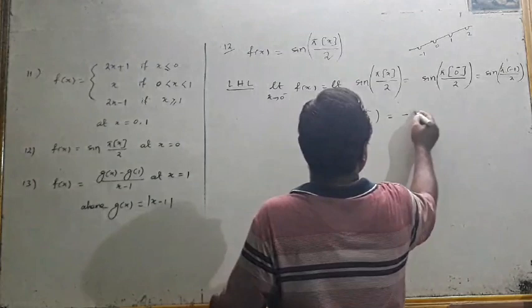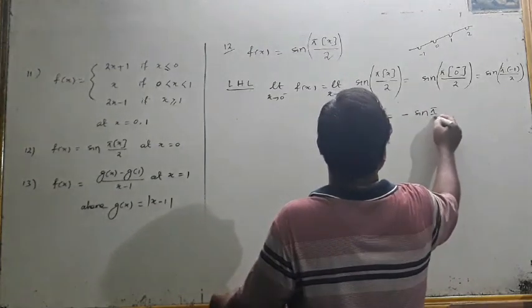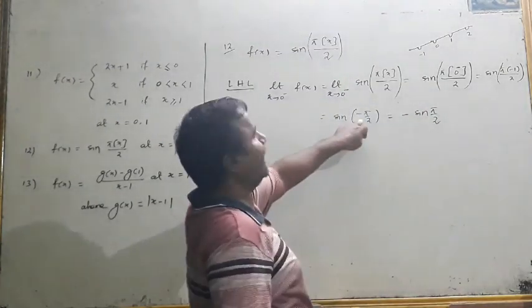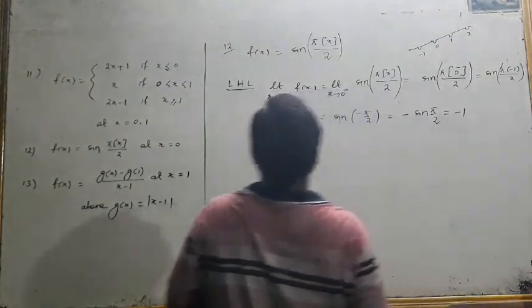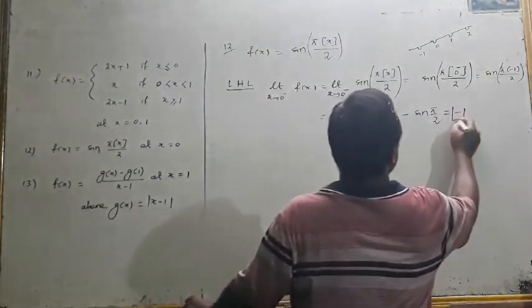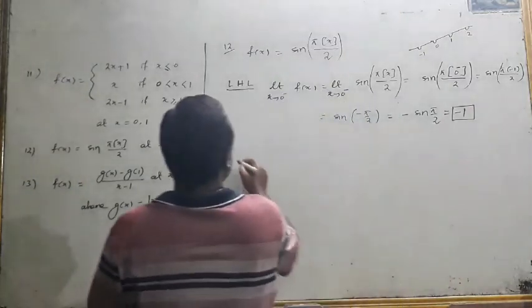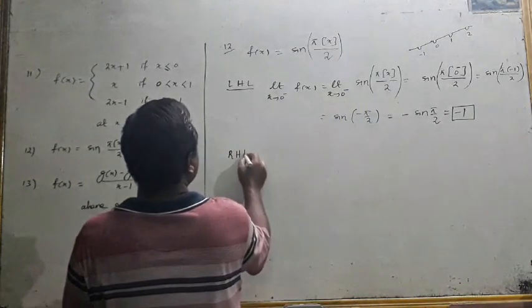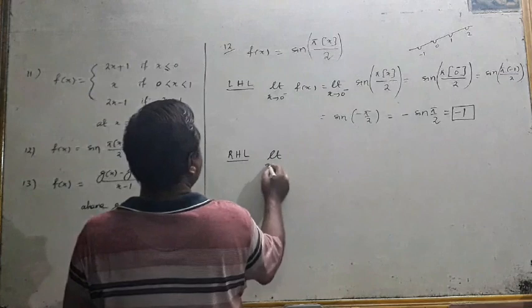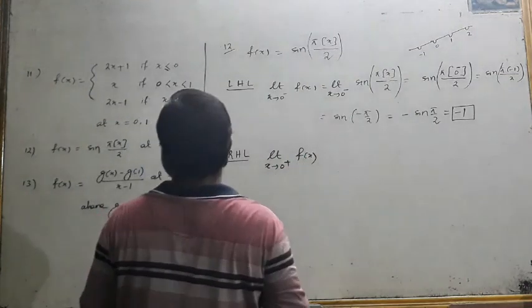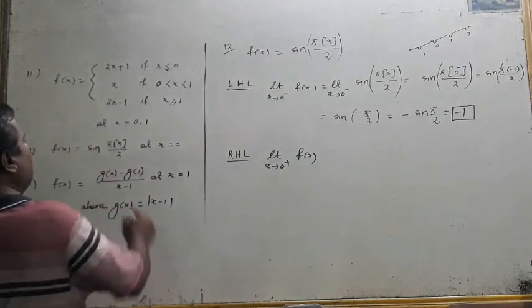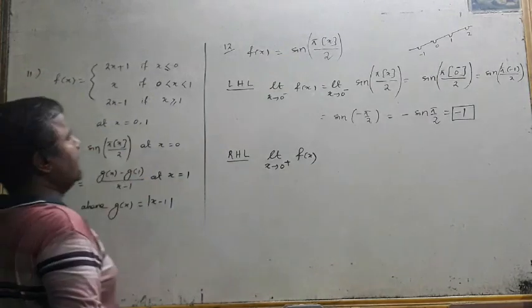sin(-π/2) is minus sin(π/2), as sin(-θ) is equal to -sin θ, which is equal to -1. Here the left hand limit is -1. Tell me what will be the right hand limit, the limit as x tends to 0⁺ of f(x). Here there is no condition, only this function.